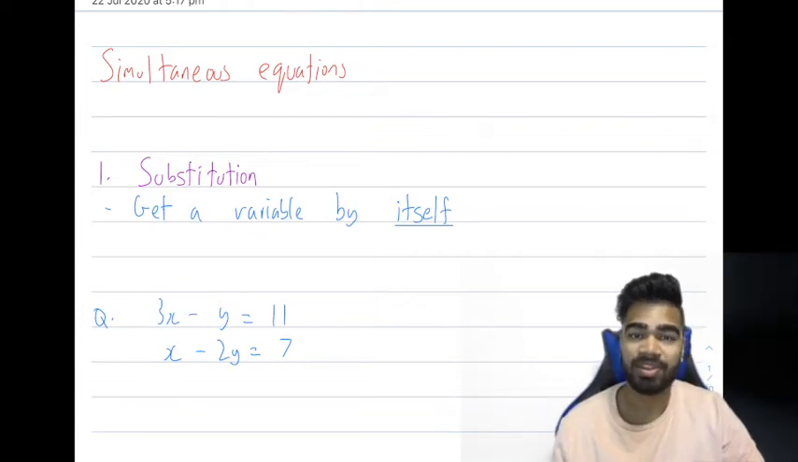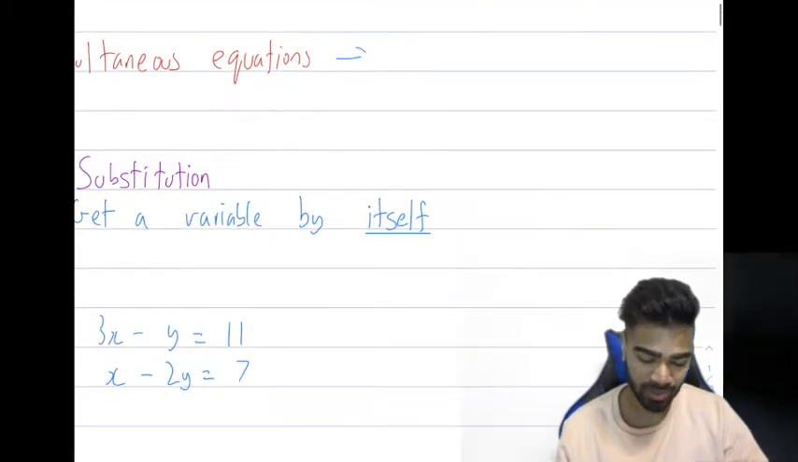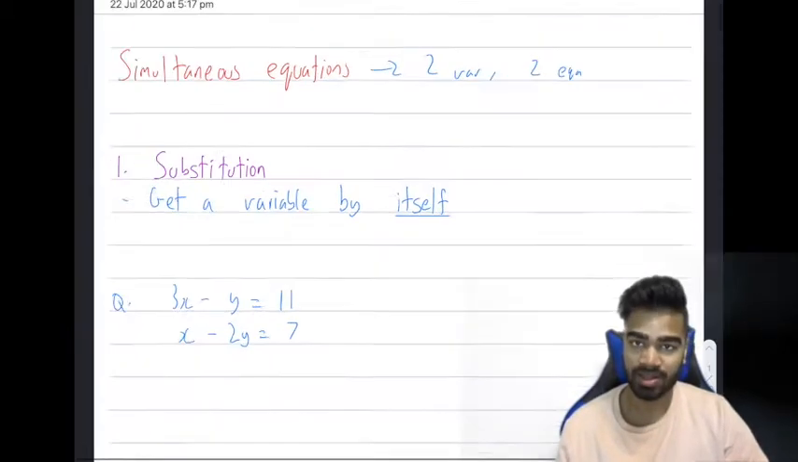Okay, welcome to the next lesson, simultaneous equations. So far what we've been solving is equations with one variable, so with just x or with just y. Okay, so simultaneous equations are all about two variables and two equations. Okay, that's what this is all about.